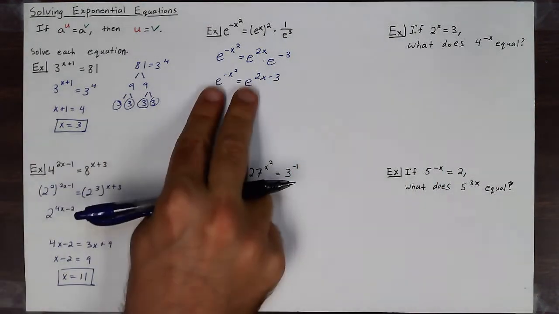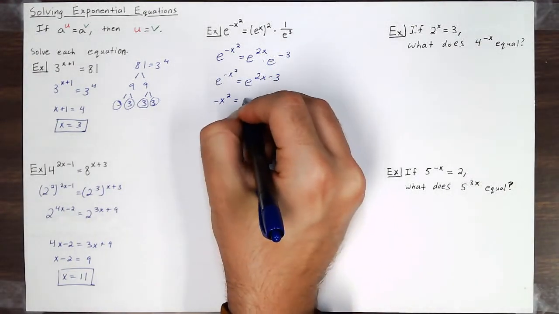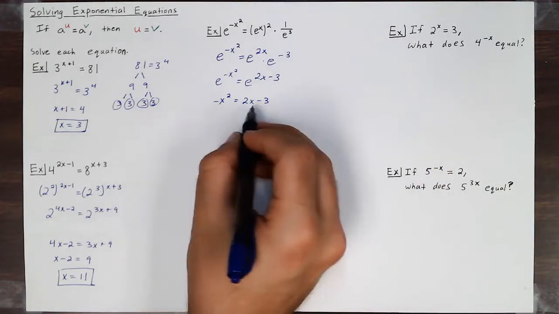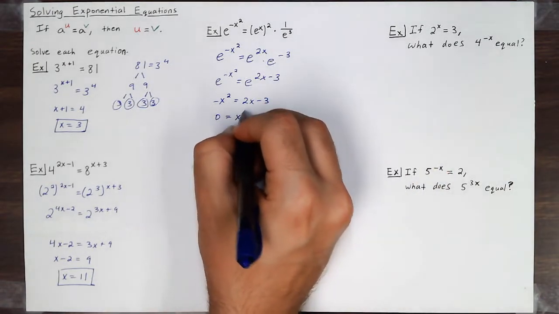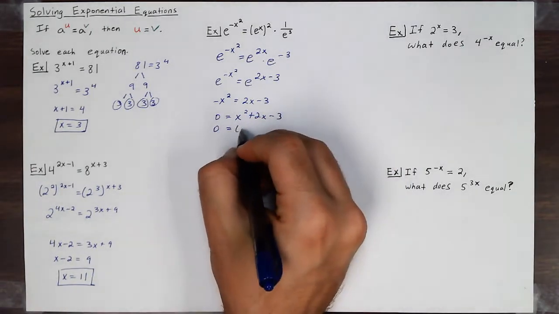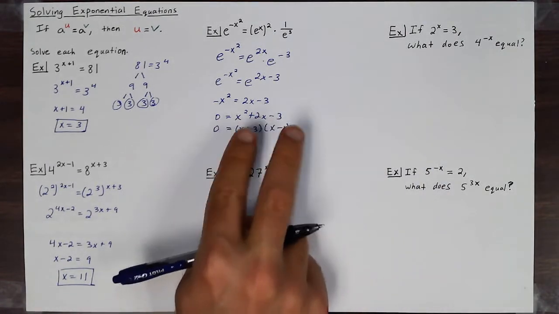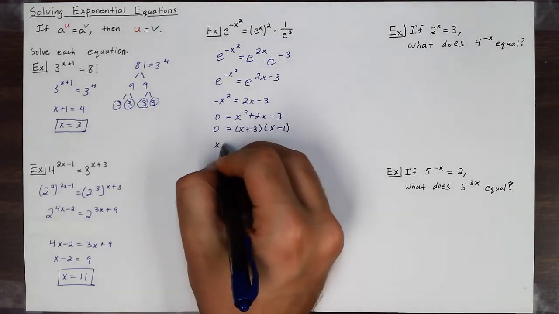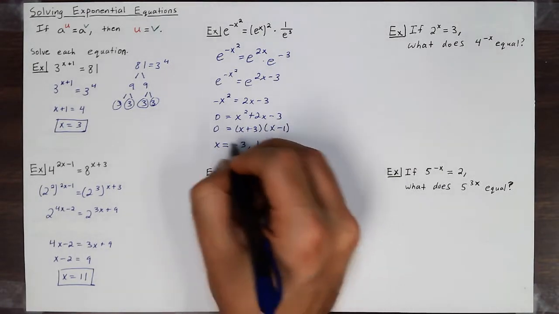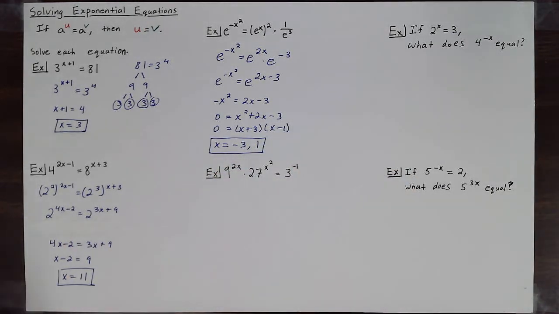And now I have a similar base, so I can set the exponents equal to each other, and now I have an exponential equation to solve. I can add x squared to the right, give me 0 is equal to x squared plus 2x minus 3. And then I can factor, give me x plus 3 times x minus 1. And I can say each of those factors equal to 0. They give me the two solutions of negative 3 and 1 as possible solutions. So sometimes you'll end up with a quadratic or cubic equation to solve once you've combined everything.